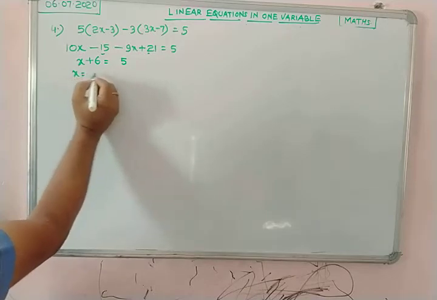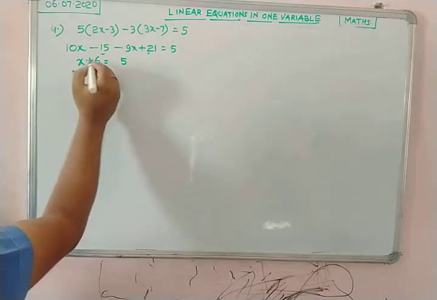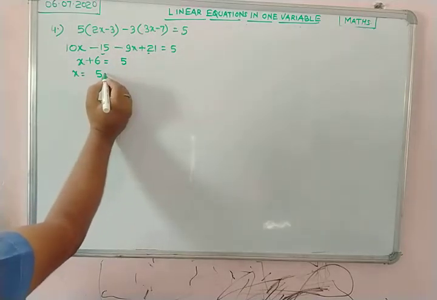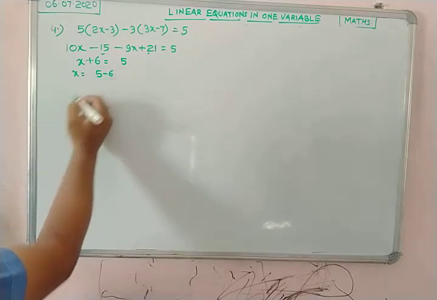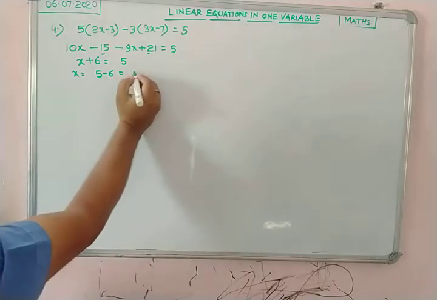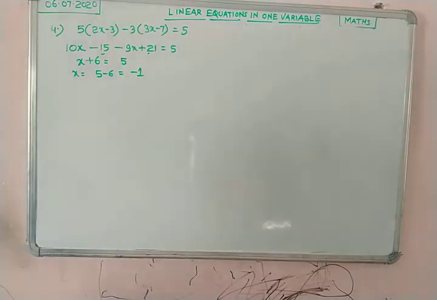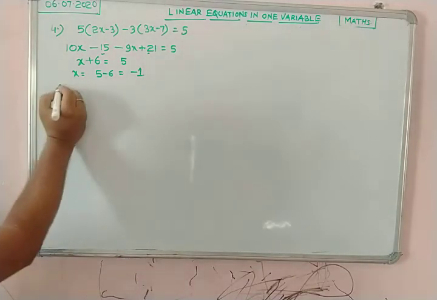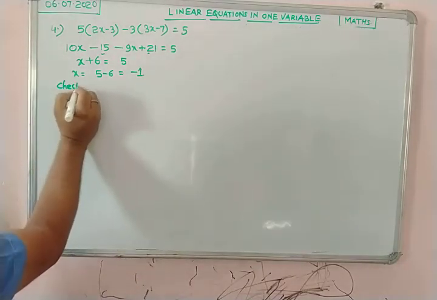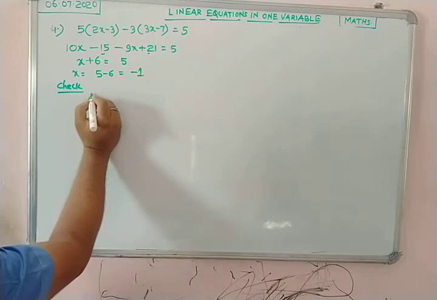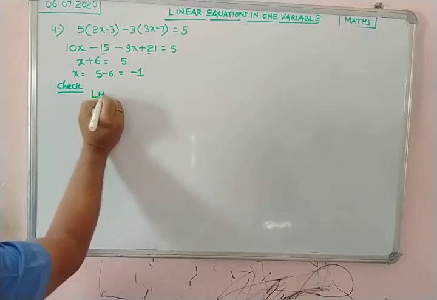So x equals 5 plus 6. When it goes to the right hand side, it will turn into minus 6. And the solution or the root of x is minus 1. So we have to check as well. Let's see what we are going to get.